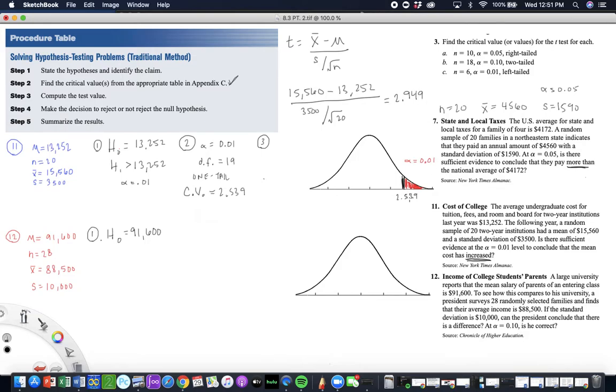And what you'll recognize is that my test value 2.949 falls in that critical area. Okay, so because it does, I'm going to reject the null hypothesis, H0, and state that yes, there is enough evidence to support the claim that the mean cost has increased, because the test value falls in that critical area.